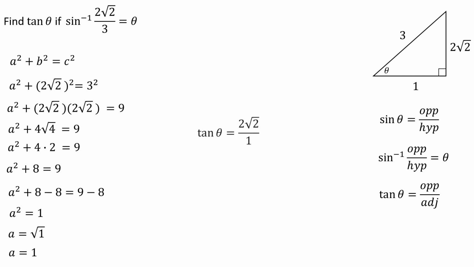Tangent is opposite over adjacent. So there I go. I've got the opposite of 2 root 2 over adjacent 1. Oh, come on. I'm not going to leave it like that, am I? 2 root 2 divided by 1 gets me 2 root 2.